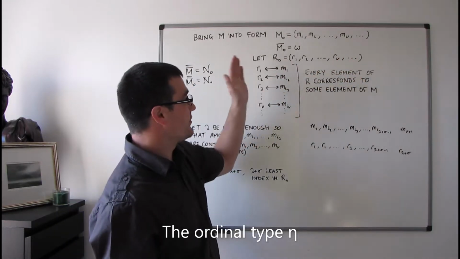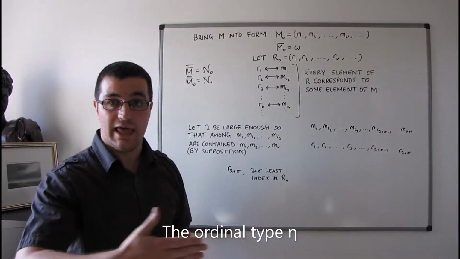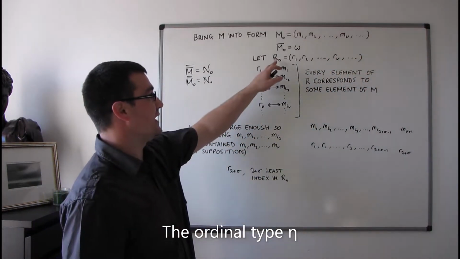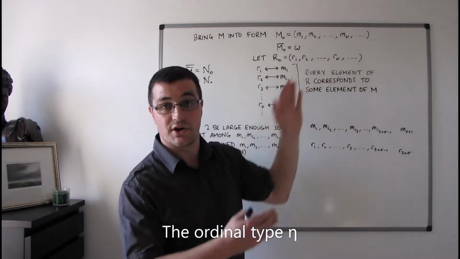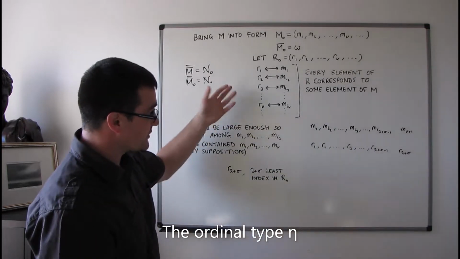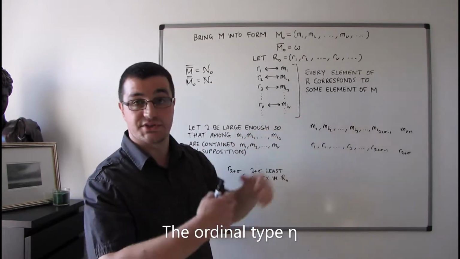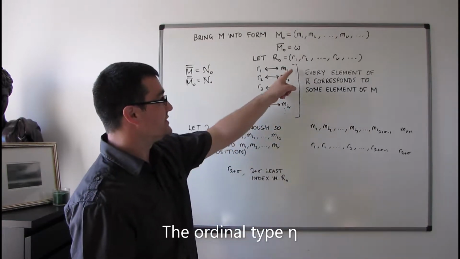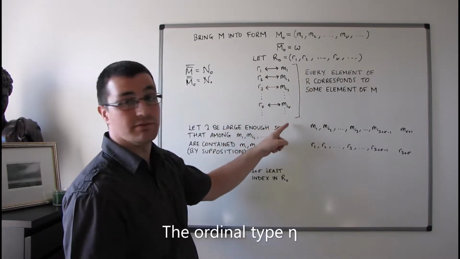So if we go through the whole of R naught, then we will account for every element of R. Remember, the elements of R naught are exactly the elements of R. It's just that they're arranged in a much more convenient way for us to go through all of them. So in this way we can see that every element of R corresponds to some element of M. So what we need to show now is that every element of M is actually accounted for in here.